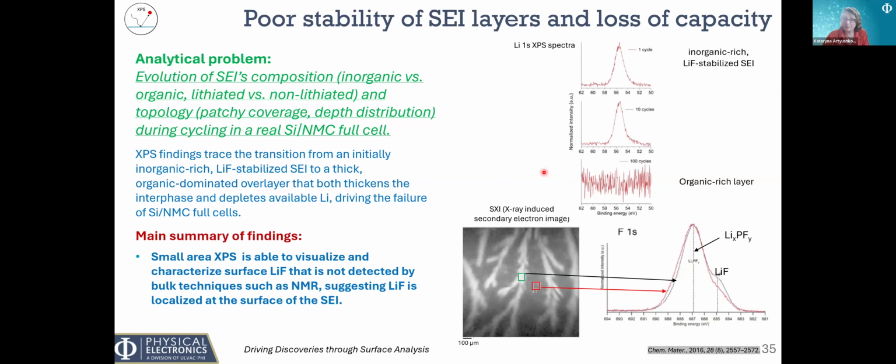The power of scanning microprobe is being able to really look at the dendrites and the SEI breakdown formation. So here's an example of a secondary electron image that is induced by the micro-scanning X-ray source, and we can clearly see those dendrites, and we can select areas that are small and look at what is the difference in chemistry. And a small area confirmed that there is actually lithium fluoride present, and it suggested that it's only present and localized at the surface because it was not detected by bulk techniques such as NMR.